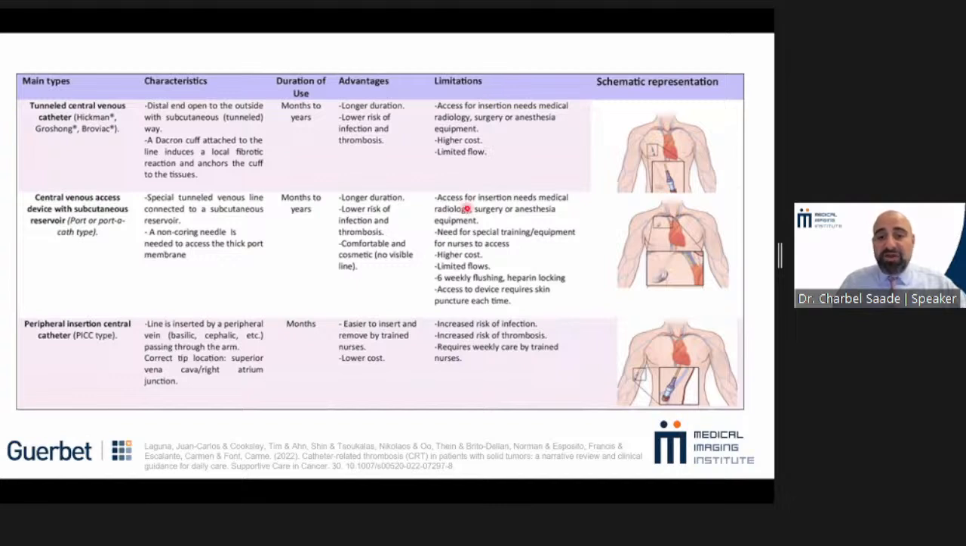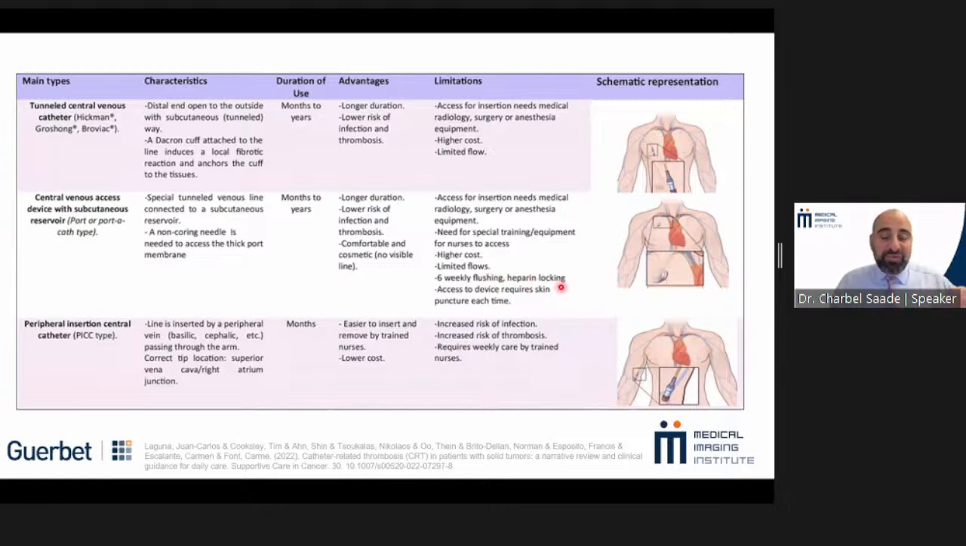This is really good for insertion needles in radiology, surgery, anesthesia. And also, this does need special training and equipment for nurses to access. So, this is something that not anybody can do. It is a high cost, there is limited flow, and it needs a 6-week flushing with heparin locking.